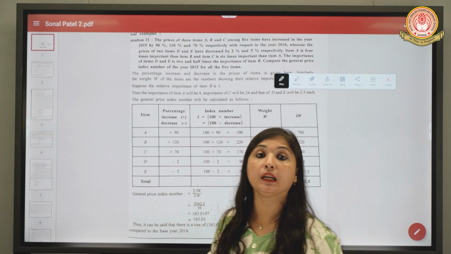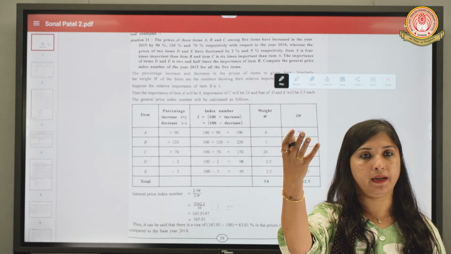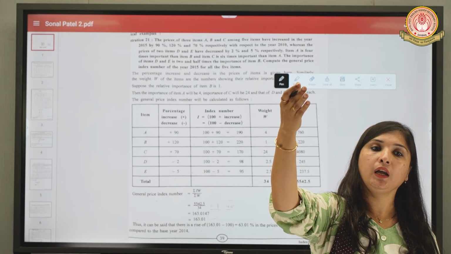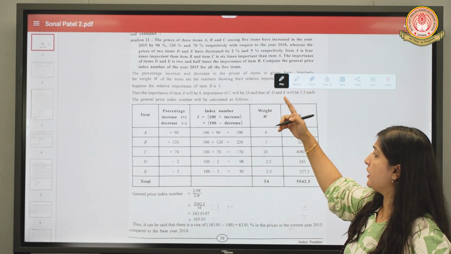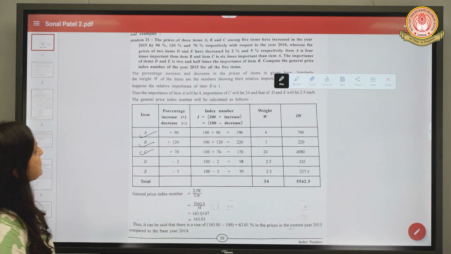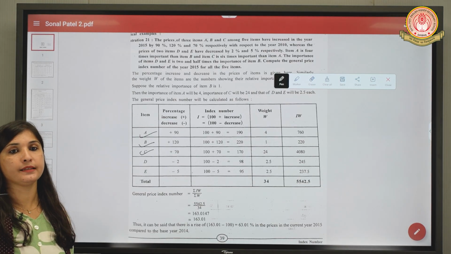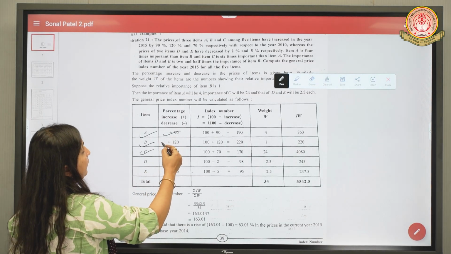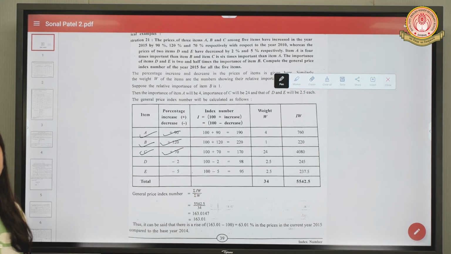Whenever it is given increase means what? Whatever the value was, it has increased by it. If decrease is given, the value will be less. Increase is given, value will get added. Okay, the value of items A, B and C will increase by 90%. Add when it is increase, and less when it is decrease. Add by 90%, that is plus 90, add by 120%, plus 120, and add by 70%, that is plus 70.